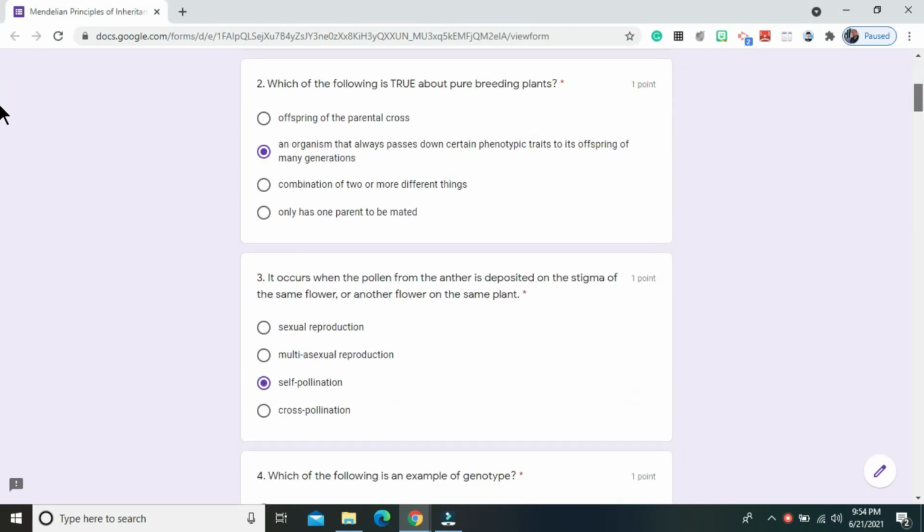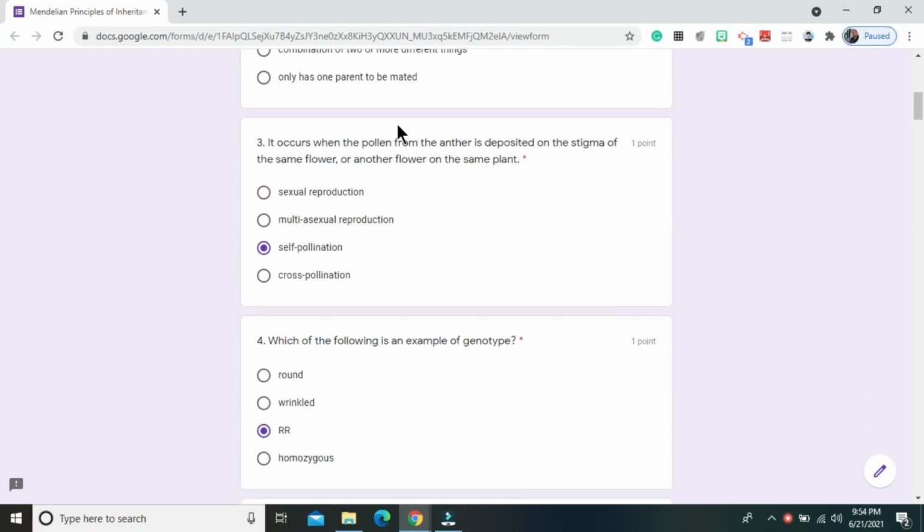Question number 2. Which of the following is true about pure breeding plants? The correct answer is an organism that always passes down certain phenotypic traits to its offspring of many generations. Question number 3. It occurs when the pollen from the anther is deposited on the stigma of the same flower or another flower on the same plant. The correct answer is self-pollination.